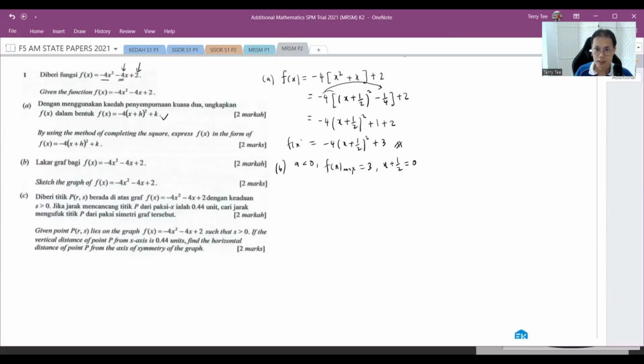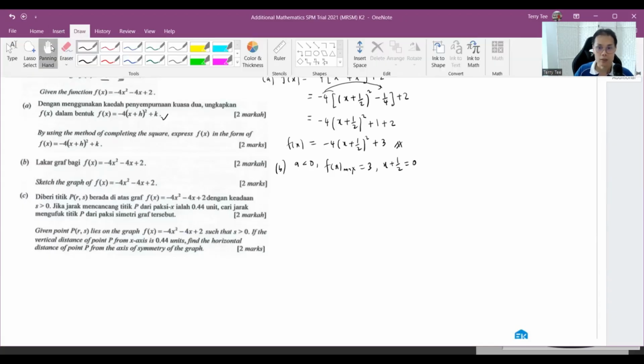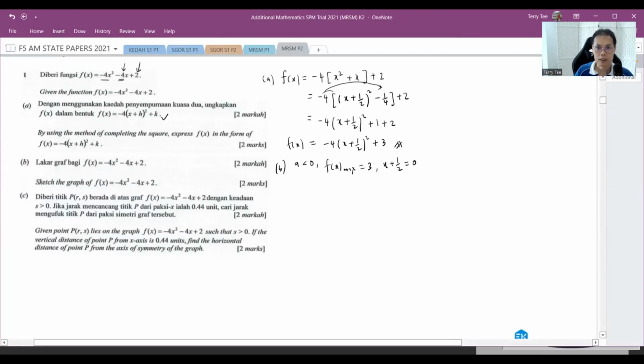Now, let me show you again. Your f(x) can only be 3 if the one inside the bracket is 0. So x is now negative half. Let me write here, x equals negative half. Now, it's important that you identify the turning point, the maximum or minimum point first. Then we do a sketch.